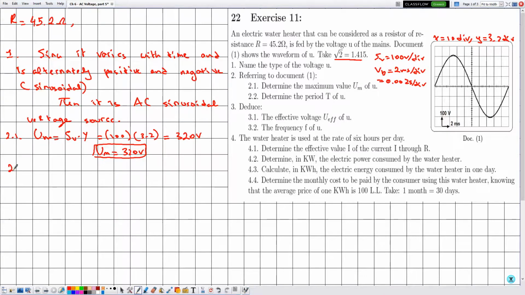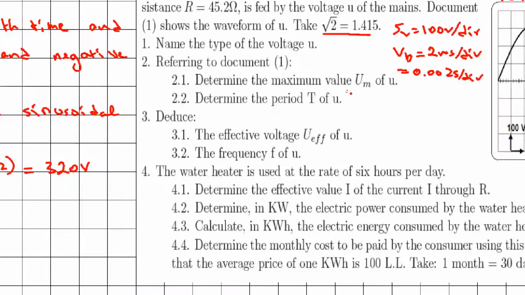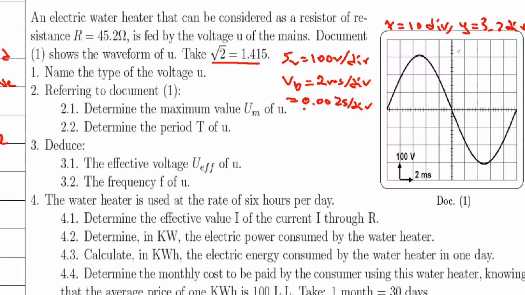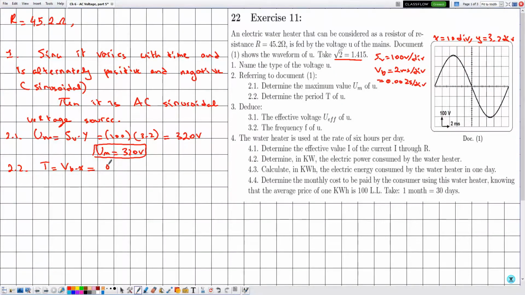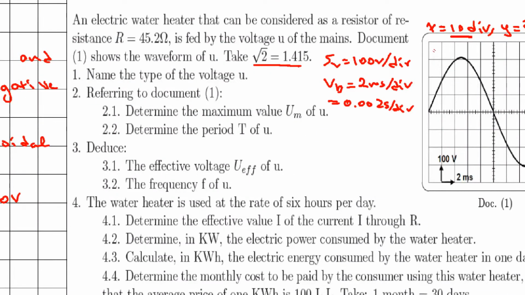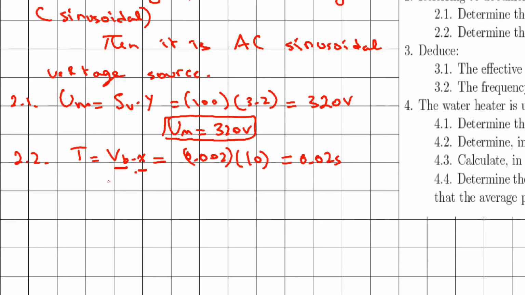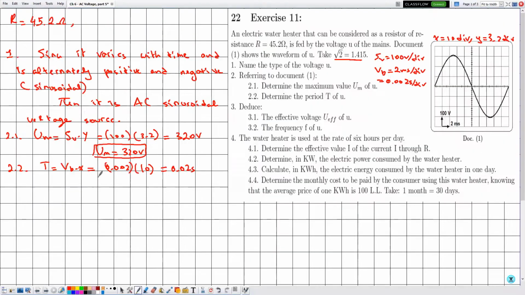Now as for 2.2, we are interested in determining the period T, which is given by VB multiplied by X. The value of VB is 0.002 and the value of X is 10. So in this case the period is 0.02 seconds. Why seconds? Because VB and X are expressed in the SI, so the value of the period will be expressed in the SI, which is seconds.